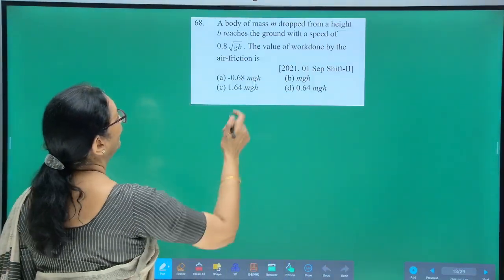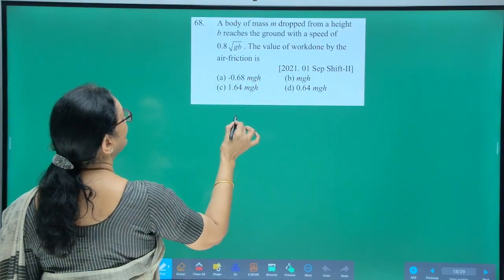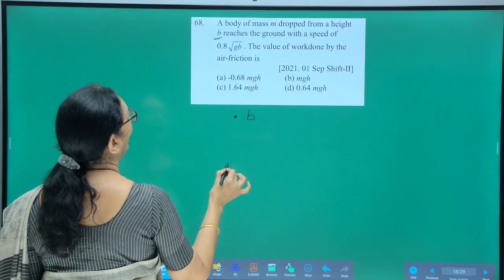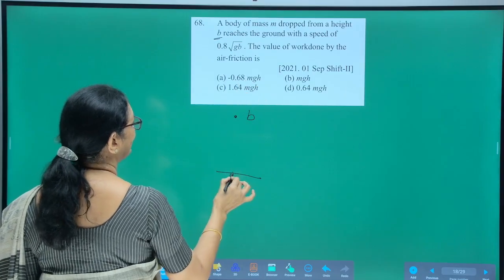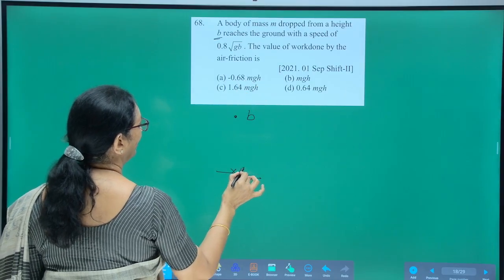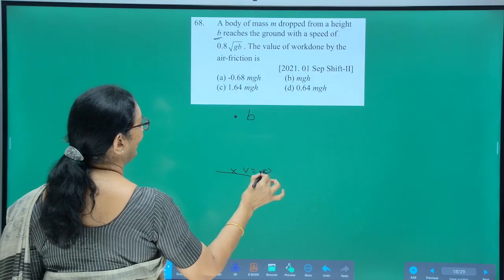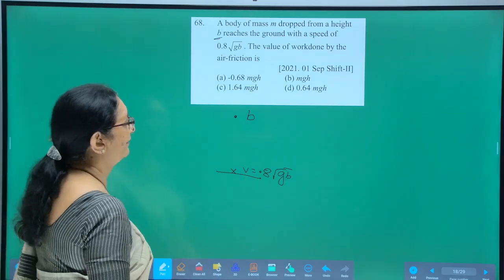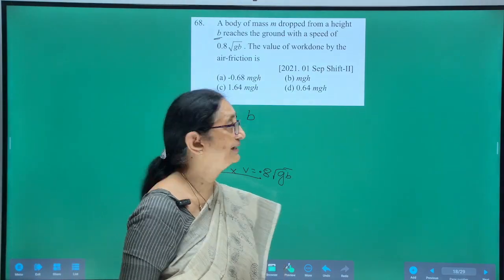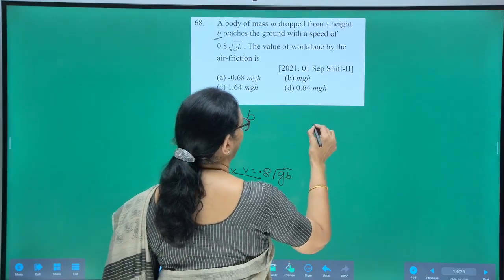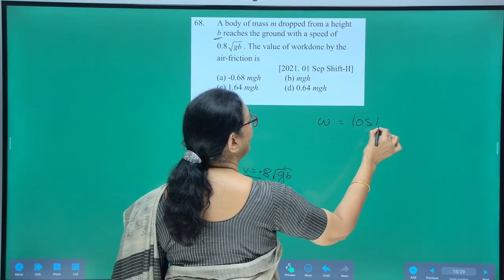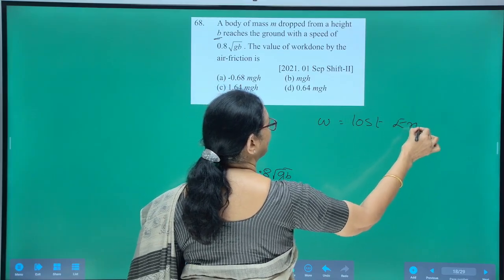Look here, a body of mass m is dropped from a height b and it reaches the ground with a speed v equal to 0.8 root gb. What is the value of work done against air resistance or air friction? Work done against air resistance is lost energy.